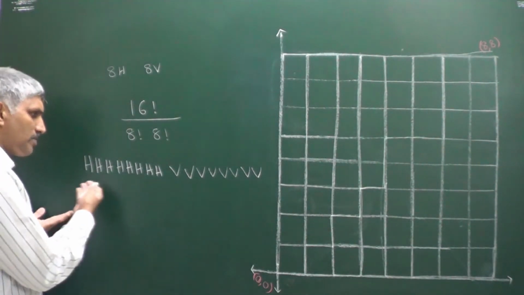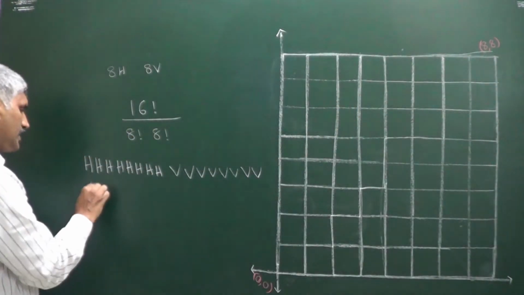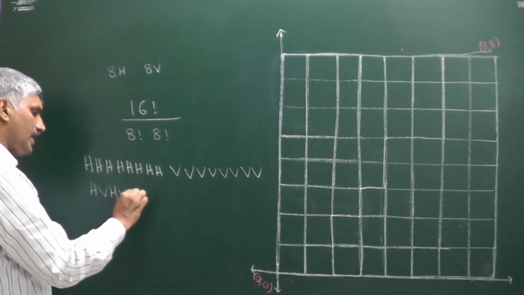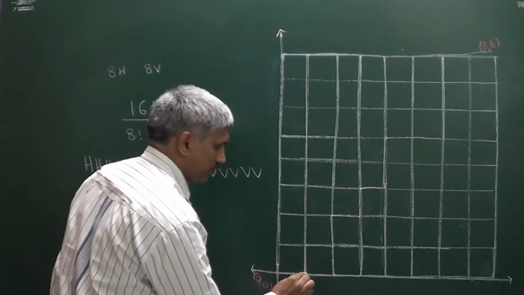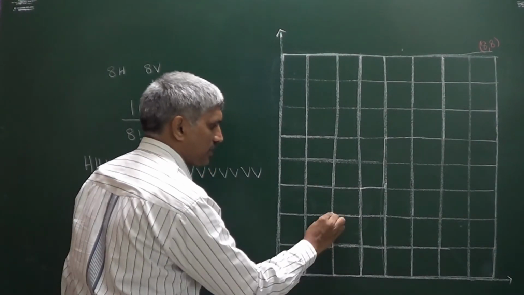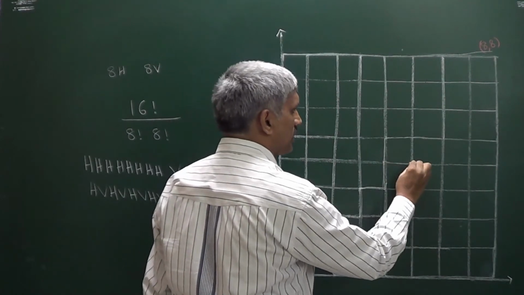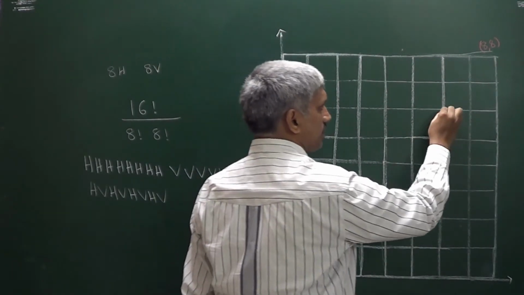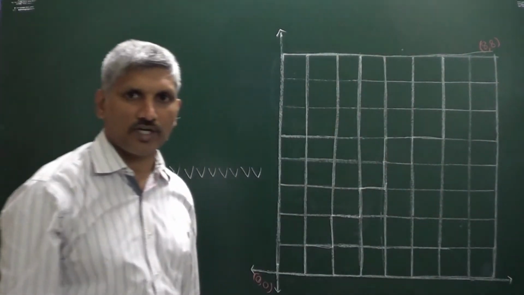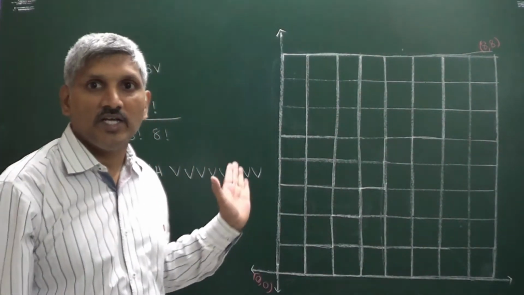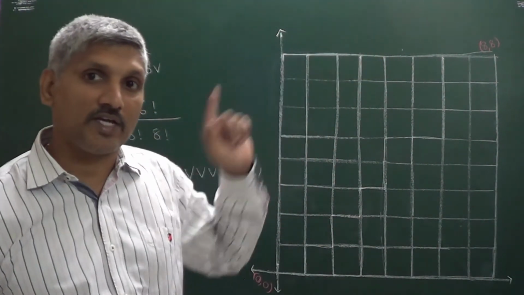Okay, so what is the meaning of this? All horizontal, vertical. Otherwise, if you are writing like this, HV, HV, HV, HV, what is the meaning of that? Horizontal, vertical, horizontal, vertical, and so on, eight times each. He is reaching there. So that is the way of finding the number of ways to travel from 0, 0 to 8, 8 in the shortest path.